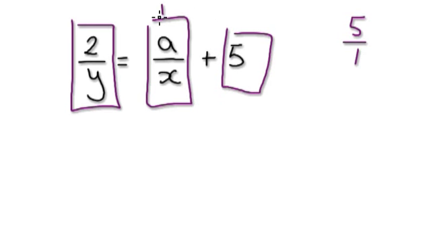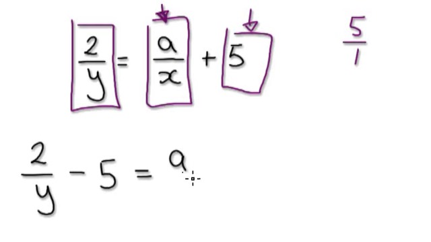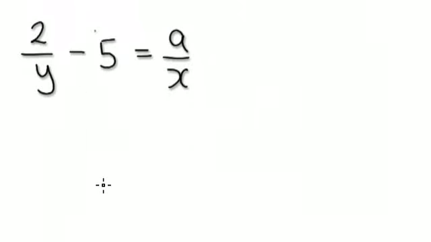So now you're trying to make x the subject, but x is stuck in this block here. So let's kill off this block. So take away 5 from both sides. So 2 over y, take away 5, equals a over x. And now turn this into a fraction. Hang on, turn the 5 into a fraction.